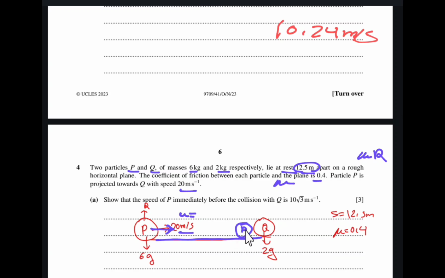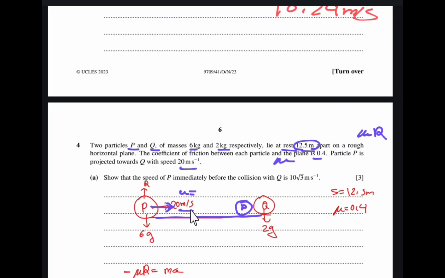So to find the speed of P at this point, we know the initial speed. So we can use the equation v square minus u square is equal to 2as. We know the initial speed, we know the distance, but we need to find the acceleration. So what would be the acceleration? Since there is no forward force mentioned here, but we know that there is an effect of friction.